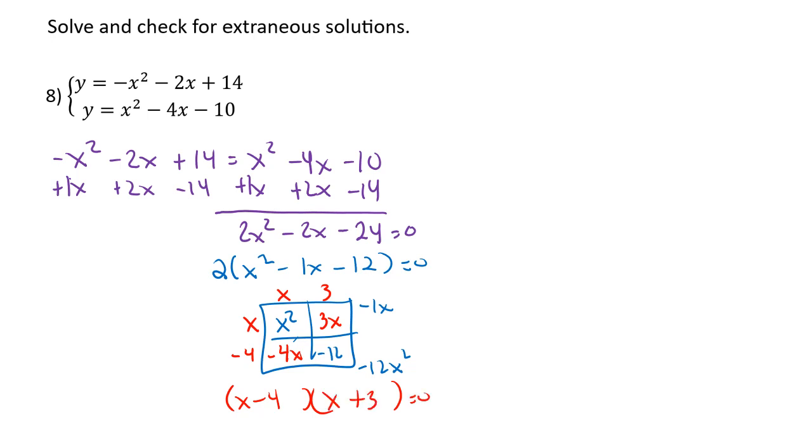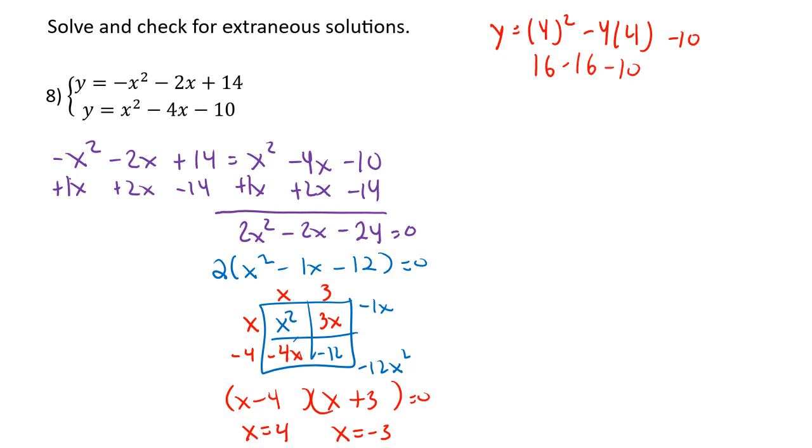Zero product property, what number minus 4 would equal 0? Positive 4. What number plus 3 would equal 0? Negative 3. Now that we know the x's, we do want to plug in to find those y values. All right, so 4 equals x. Oops, that is totally not what I'm doing. y equals parentheses 4 squared minus 4, 4 minus 10. So 16 minus 10, those equal 0. So negative 10 is the y. So one point of intersection is (4, negative 10).